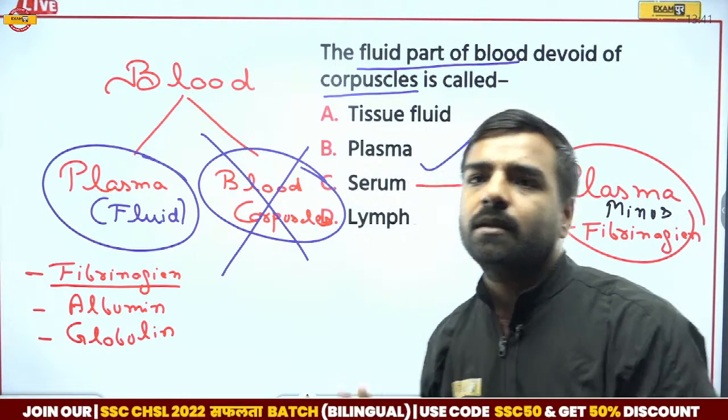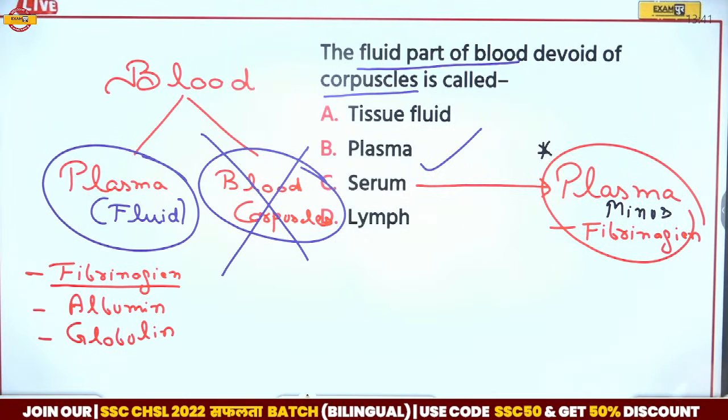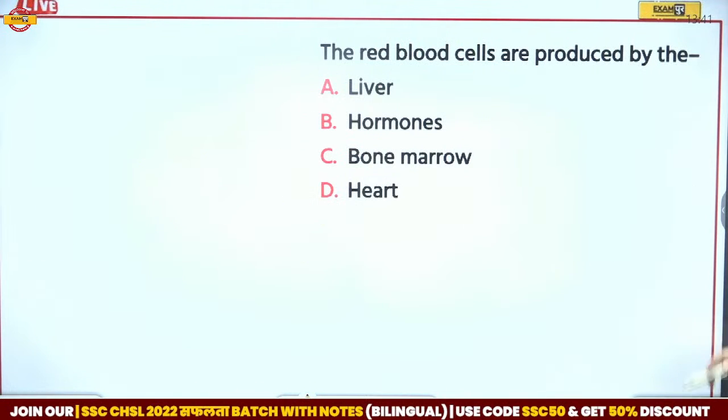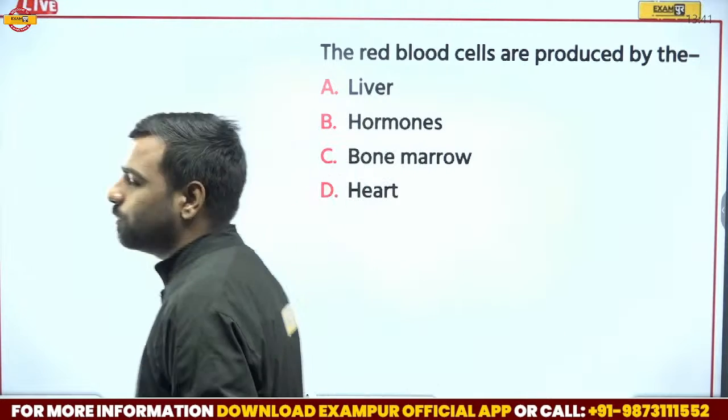Okay, cool. Next we have: red blood cells are produced by what? We have four options here. Is it liver, hormones, bone marrow or heart?